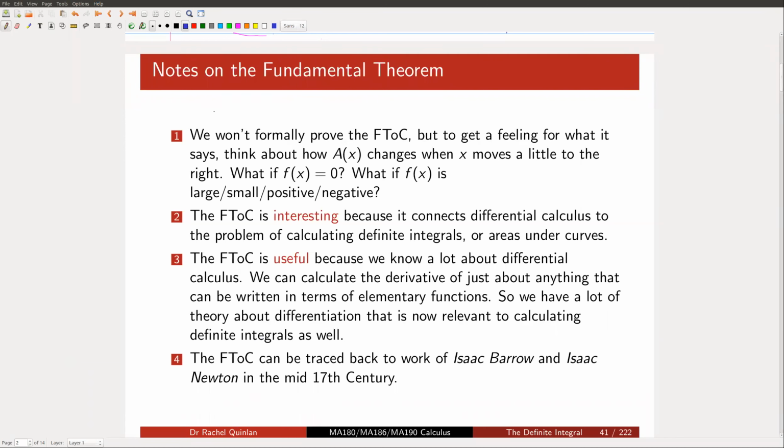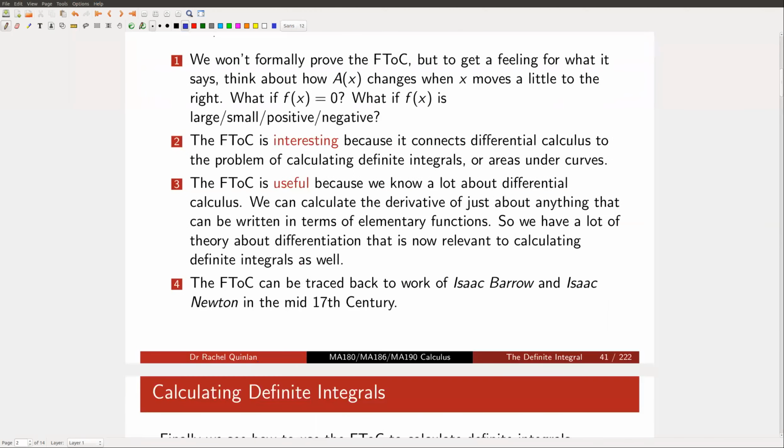And then just a historical remark: the fundamental theorem of calculus goes back to the middle of the 17th century and to work of Newton and Barrow, who was less famous than Newton, but also was an important contributor to the development of calculus.